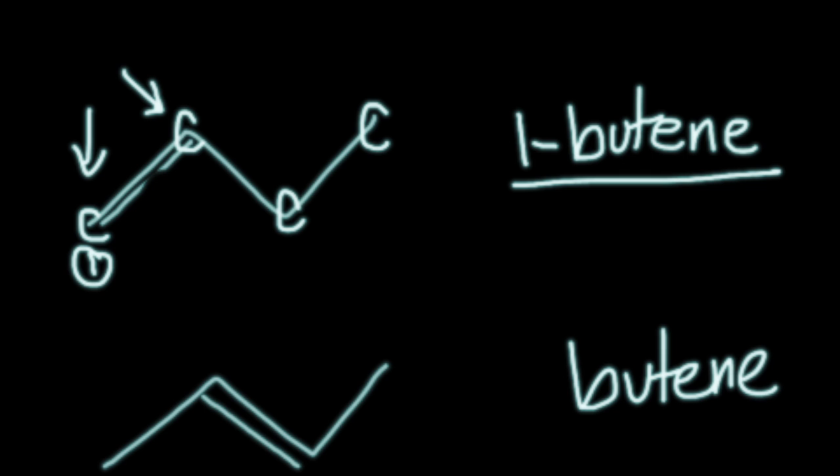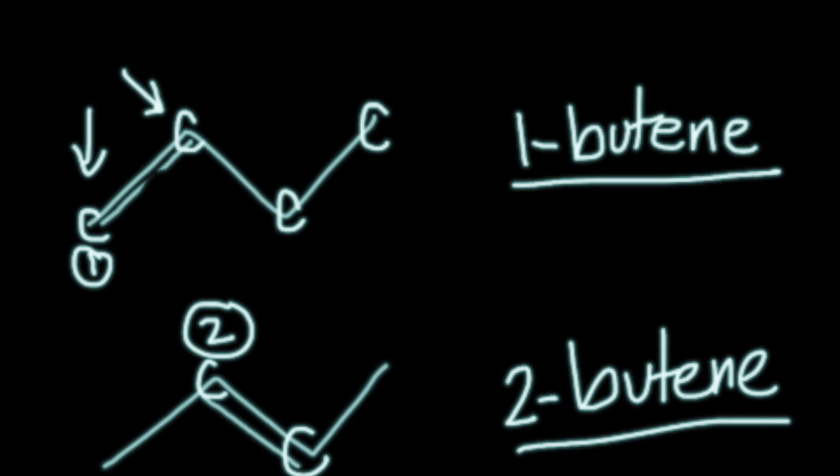Since the double bond carbon right here starts at carbon number 2 on the chain, this is called 2-butene. And the physical and chemical properties of 1-butene and 2-butene are very similar, but there are some differences with boiling point, melting point, and so forth.